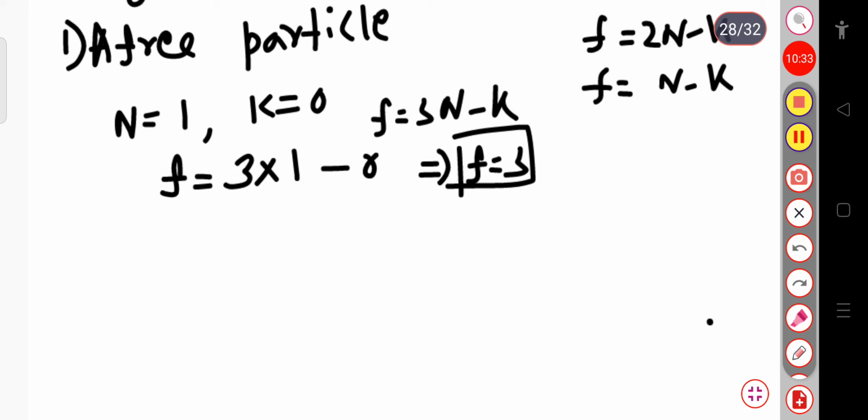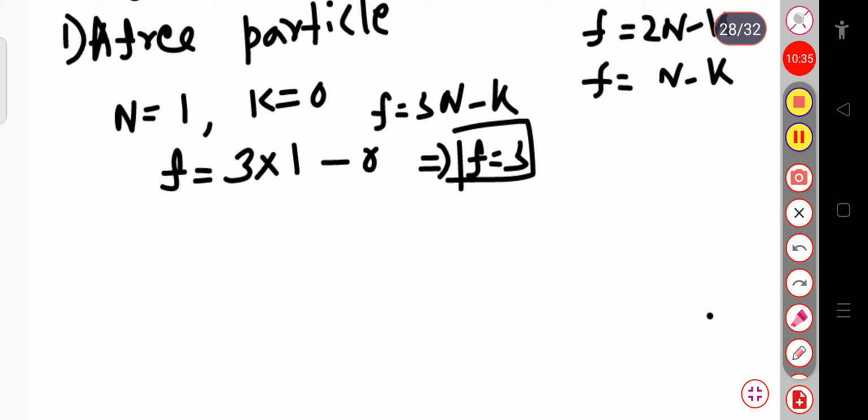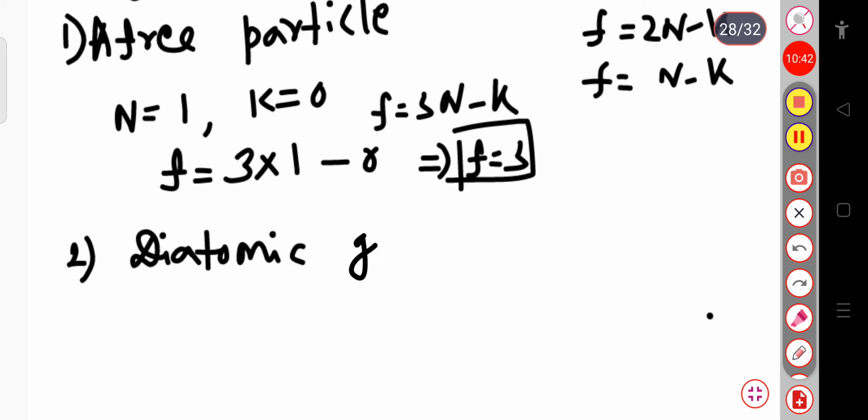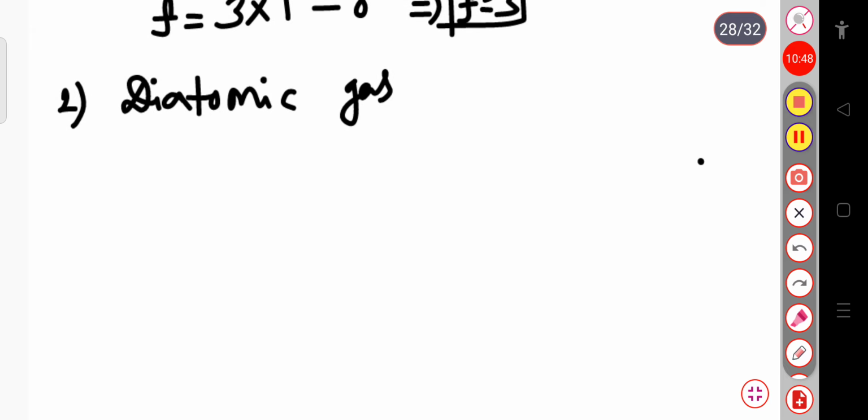Now I will consider the diatomic particle. Suppose I am considering a diatomic gas. What is the degrees of freedom? Here I am calculating the degrees of freedom for the diatomic gas. Diatomic means there are two particles, that is n equal to 2. And what is the constraint? Now see, suppose there are two atoms, diatomic.